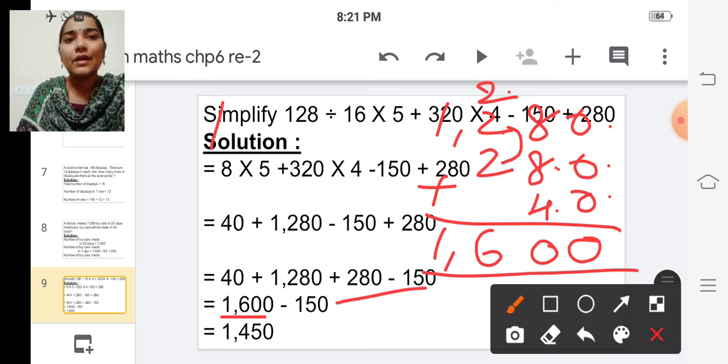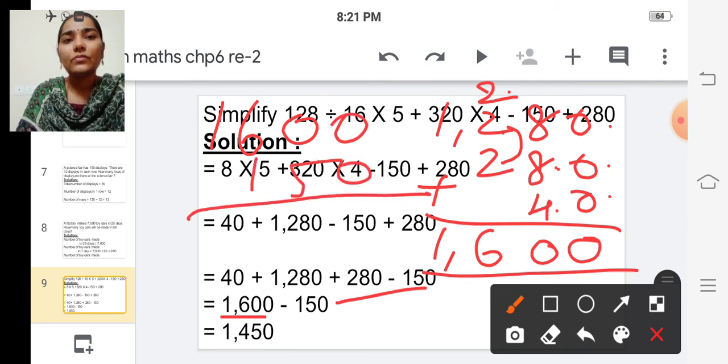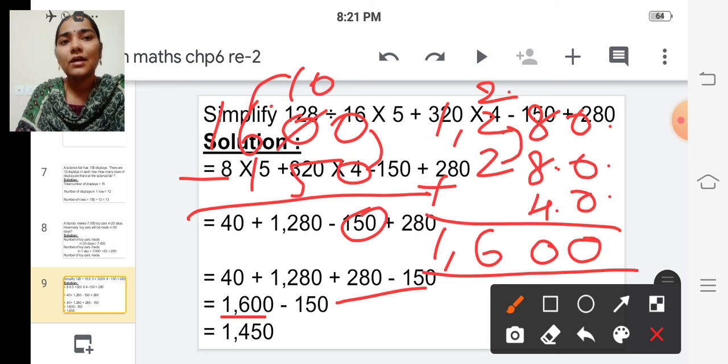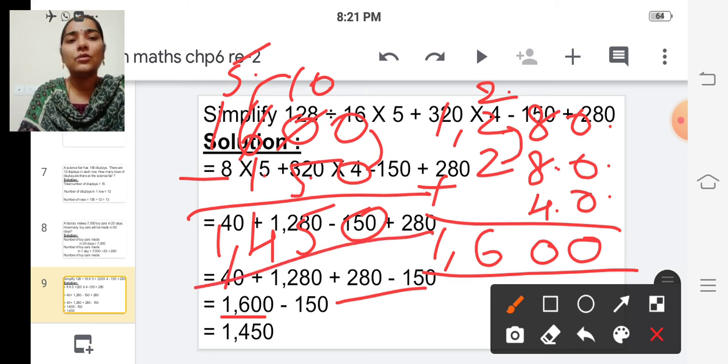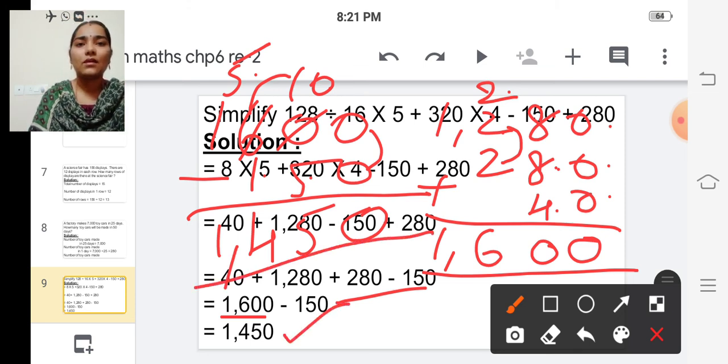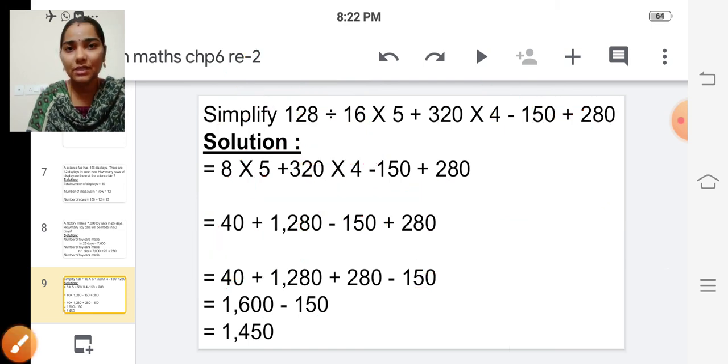So let's subtract 1600 minus 150. 0 minus 0 is 0. So here we have to borrow 1. So it will become 10 and it will become 5. So 10 minus 5 is 5 and 5 minus 1 is 4 and write 1 here. So 1450. Is it clear, children? So first we have to finish the division and then multiplication and then addition and then subtraction.